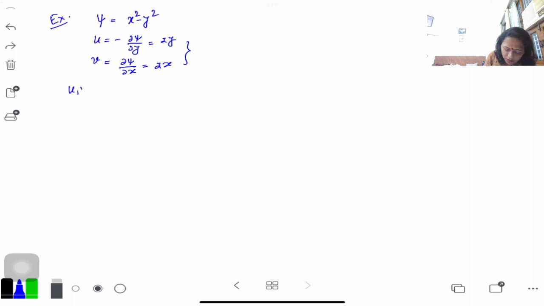Now, if you are asked u and v to find at some particular point, say 2, 1, you can easily find u will be 2 and v will be 4. So your velocity is 2, 4 at this point, right?